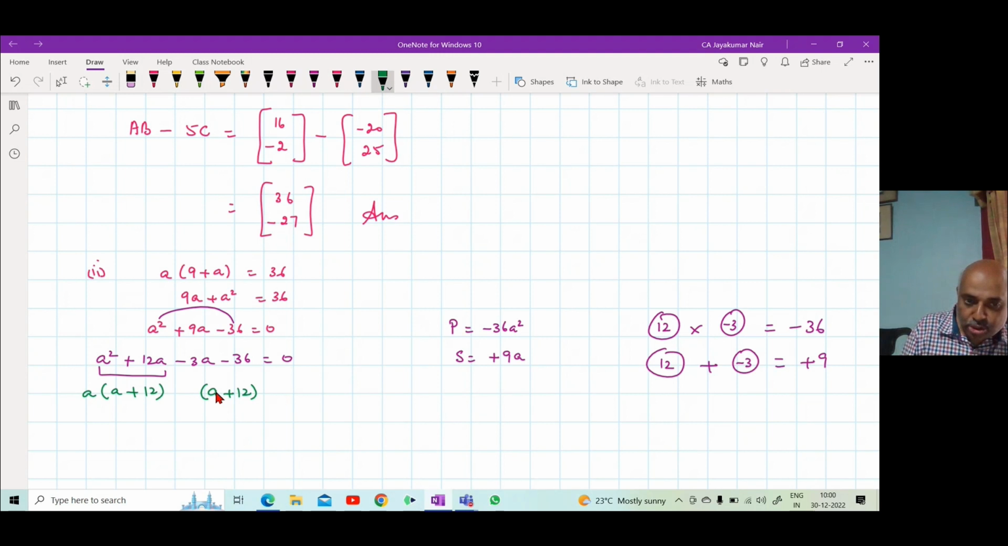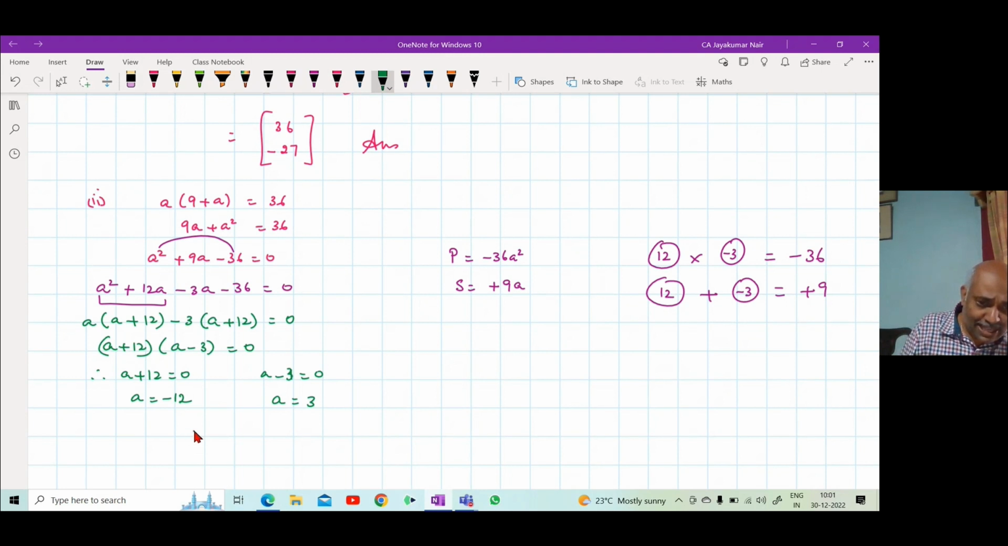So now you ask yourself, A into what will give me minus 3A? The result is minus 3. So minus 3 into A, minus 3A, minus 3 into plus 12, minus 36 is equal to 0. So what is within the brackets and what is outside the brackets is equal to 0. Therefore, A plus 12 is equal to 0, A is equal to minus 12. A minus 3 is equal to 0, so A is equal to 3.